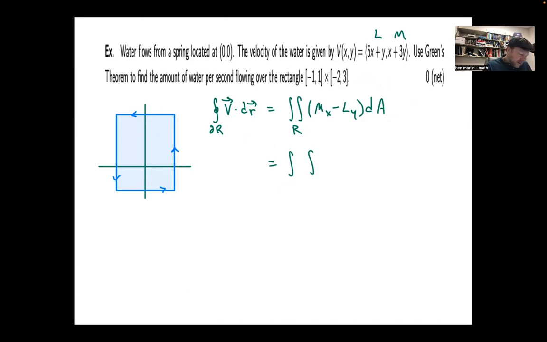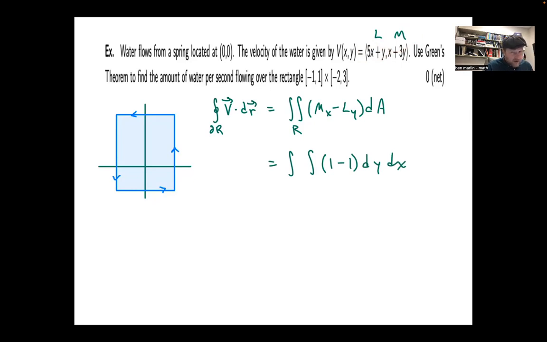But the M is going to be this x plus 3y. And the partial derivative of that with respect to x is going to be just 1. And then the L right here, and the partial with respect to y of that is going to be 1. And then we can talk about dy dx.